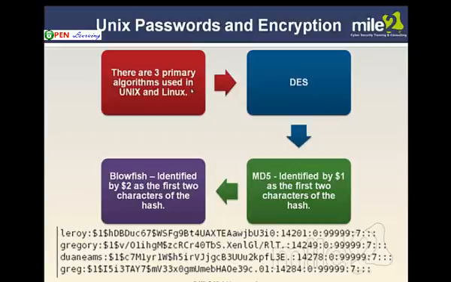Linux is what we hear of, I think, mostly. We have DES, Data Encryption Standard. We have MD5 and Blowfish. And basically, if we were actually looking at our passwords, looking at this information on a Linux system, you would see $1, which indicates it's using MD5. $2 would indicate we're using Blowfish.